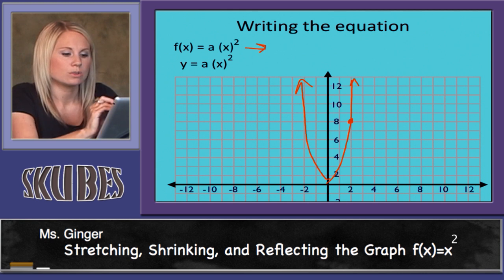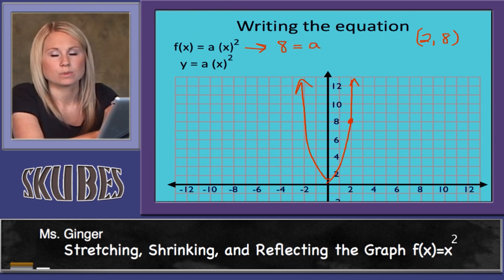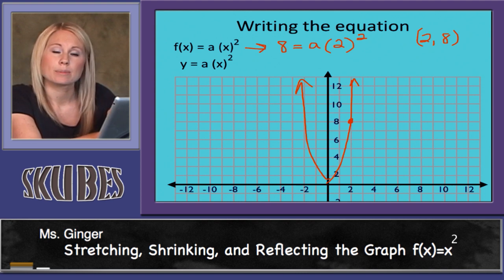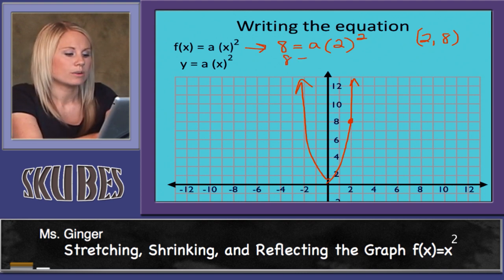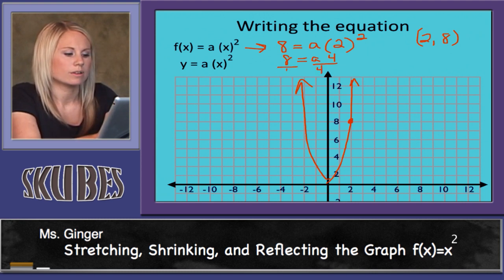Alright, so (2,8) means the 2 is my x, 8 is my y. So I'm going to put 8 in front, leave the a blank because that's what we're trying to solve for. We don't know what that is yet. And then put our 2 for x. See what we get. We need to solve for a, so we need to get it by itself. So 8 = a times 4, when we square our 2. Dividing by 4, to get rid of that and get a all by itself, will give me an a value of 2.